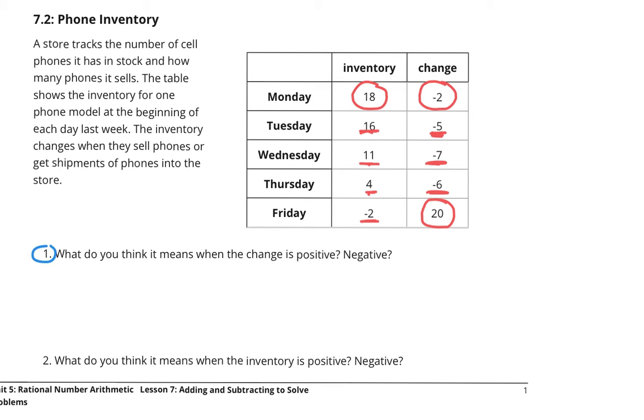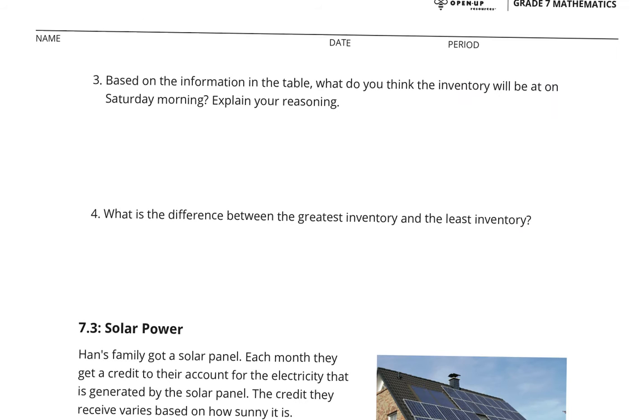All right, I want you to answer question 1. What do you think it means when the change is positive or negative? Question 2, what do you think it means when the inventory is positive or negative? So answer those 2 questions. And then based on that information in the table, what do you think the inventory will be on the end of Saturday morning? So the last table ended up with Friday morning, and then that change on Friday, what do you think the inventory will be at the end of Saturday or on Saturday morning?